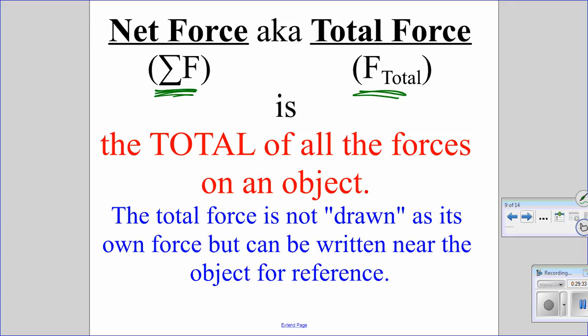So you're going to take all the forces that are on the object and add them up, using what process that you just took a test on? Vector addition, right? That's all over the place in this chapter.